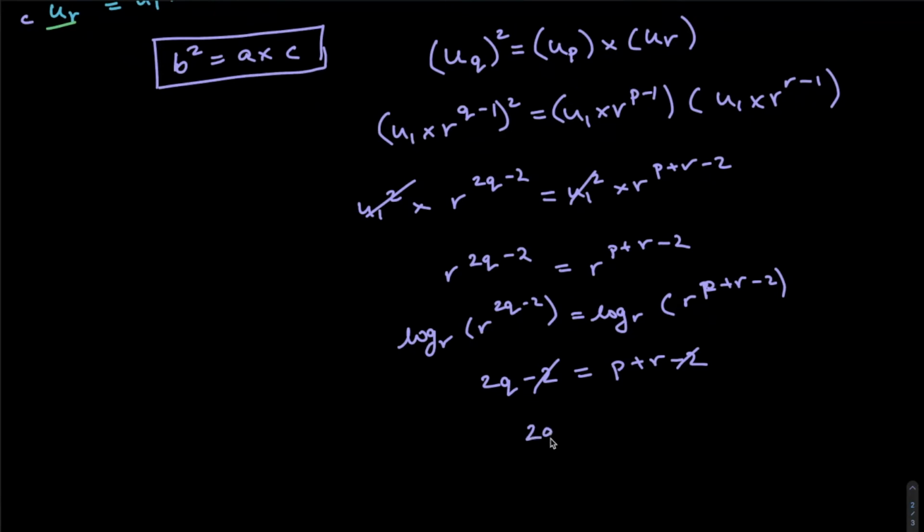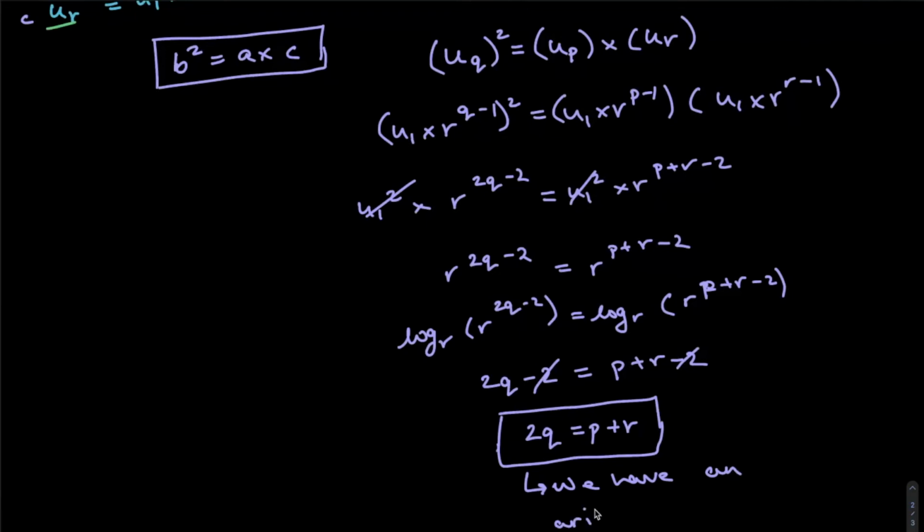And I'm left with 2Q is equal to P plus R. If you remember from the properties of an arithmetic sequence, as you have B squared is equal to A times C, you have 2Q is equal to P plus R, or I would say 2B is equal to A plus C. So now that we have this pattern, this proves that we have an arithmetic sequence, right? That's it. That's our answer.